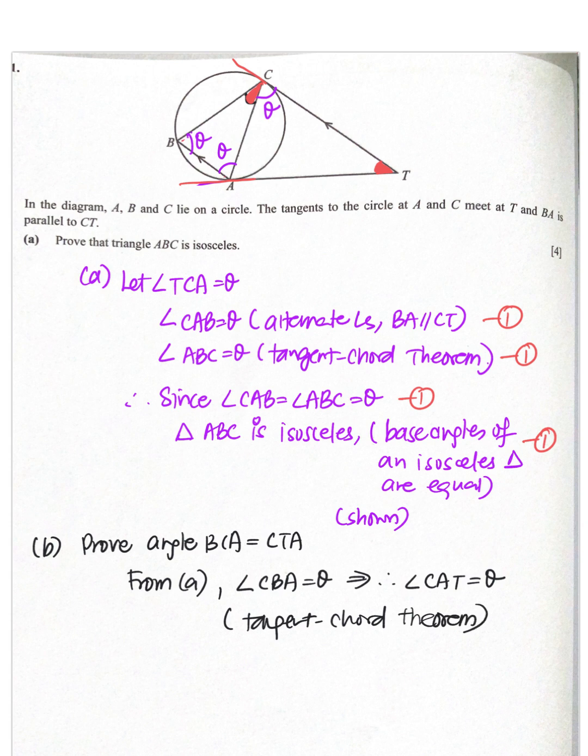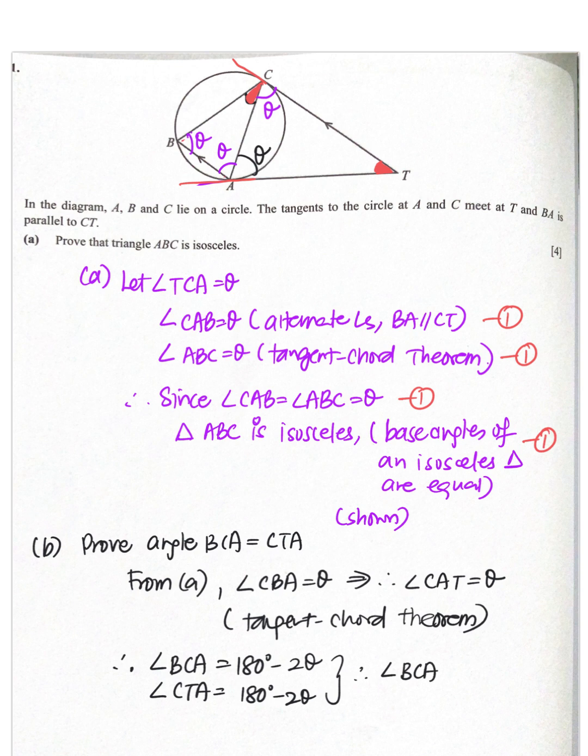Right, so this is also equal to theta. So therefore, angle BCA is equal to 180 minus 2 theta, and angle CTA is also 180 minus 2 theta. So therefore, angle BCA is equal to angle CTA, shown. Okay, quite easily done. Yeah?